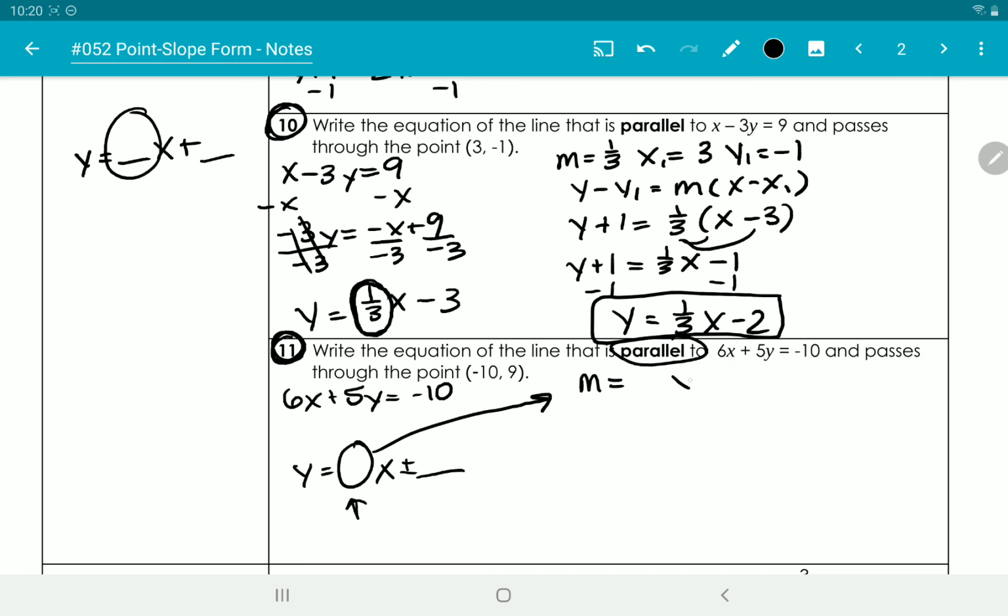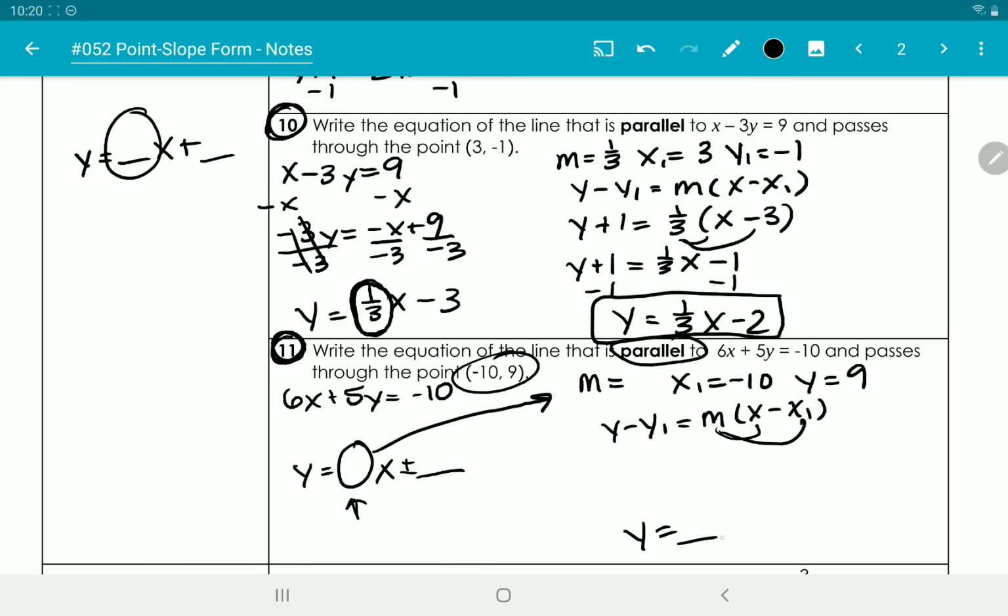Our x value is going to be negative 10. Our y is going to be 9, just from this point here. And then you're going to put it into y minus y1 equals m times x minus x1. You're going to plug those numbers in, distribute this m to both of those, and it's going to give us y equals something times x plus or minus something else. I think this one's going to be minus something else. So it's going to be in this form.